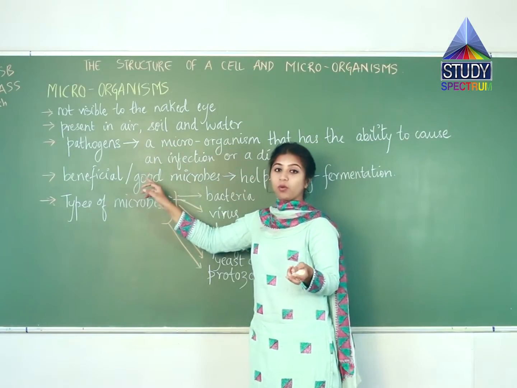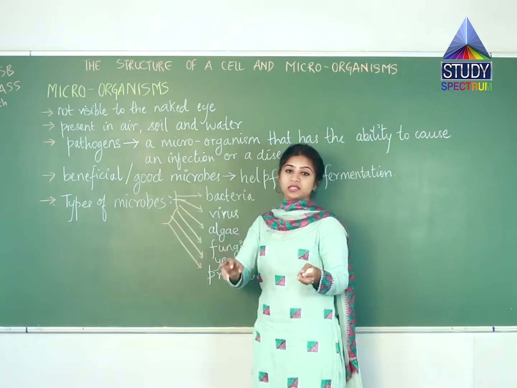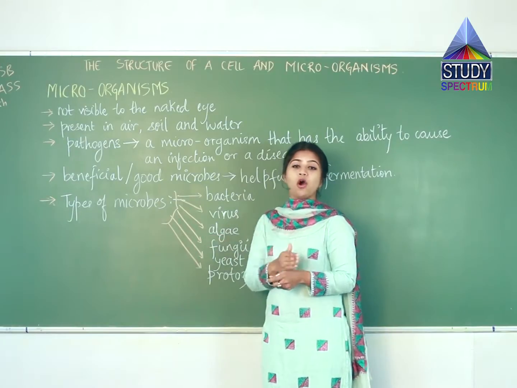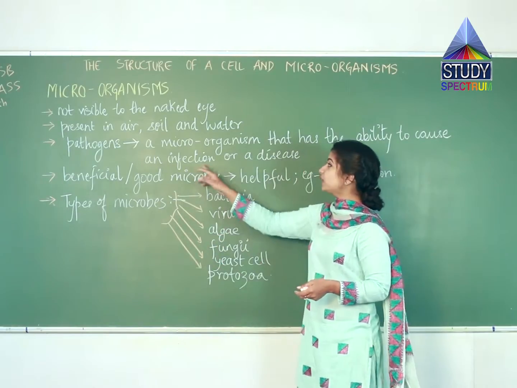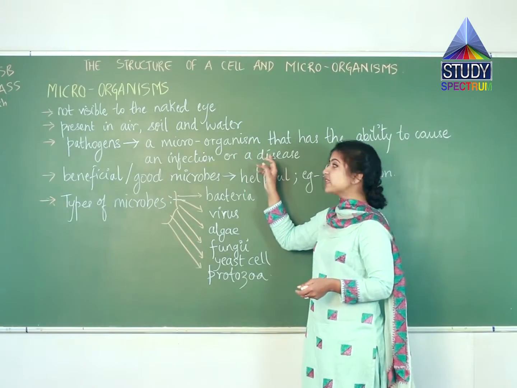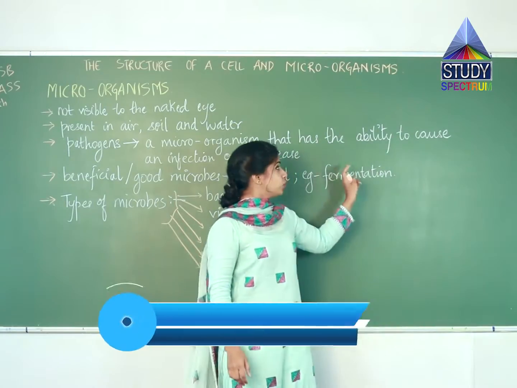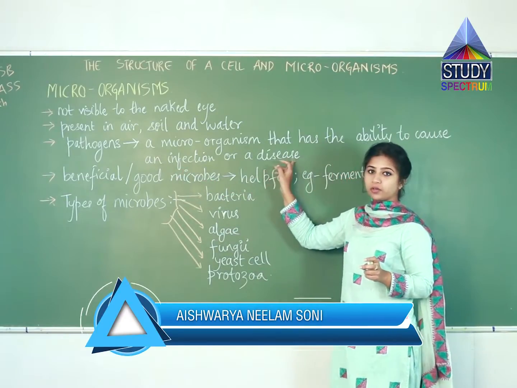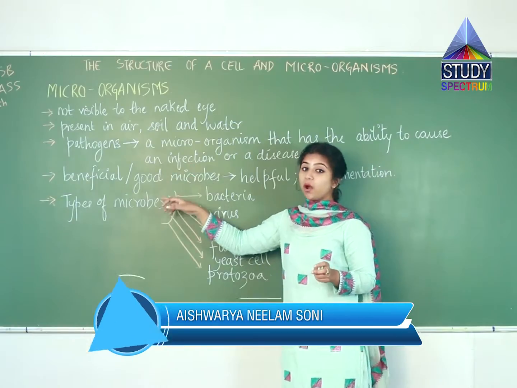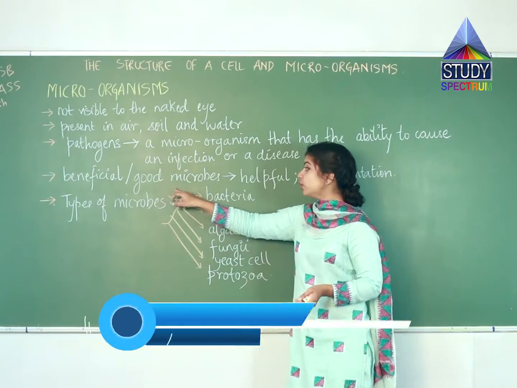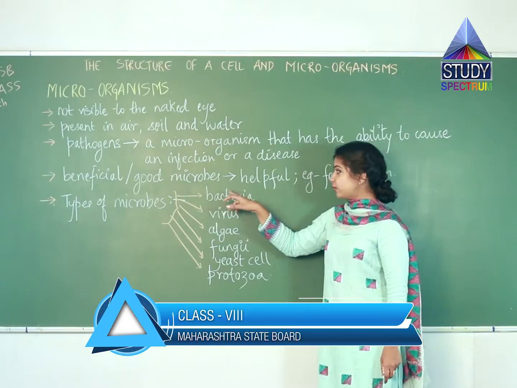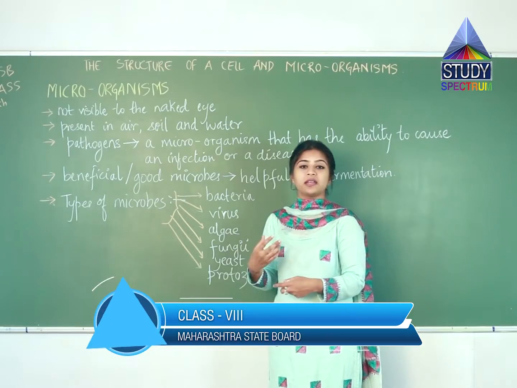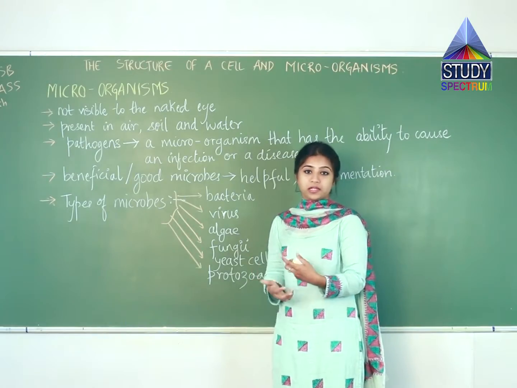Then I defined what a pathogenic microorganism or a pathogen is. A pathogenic microorganism or a pathogen is nothing but a microorganism that has the ability to cause an infection or a disease. Then we came down to understand the beneficial or the good microorganisms. The good microbes are nothing but the microorganisms that are helpful to humans, animals and other living organisms.